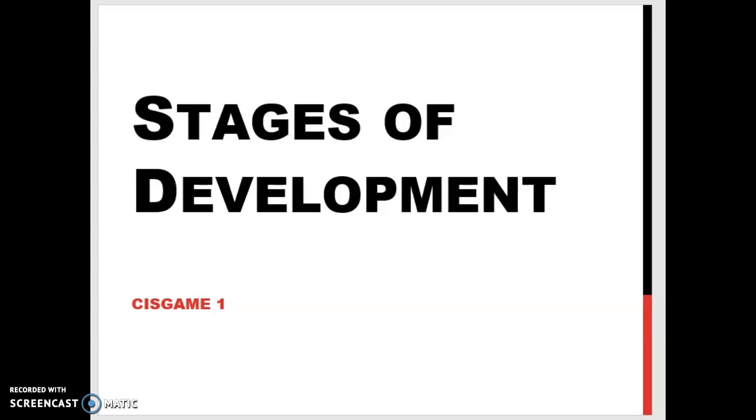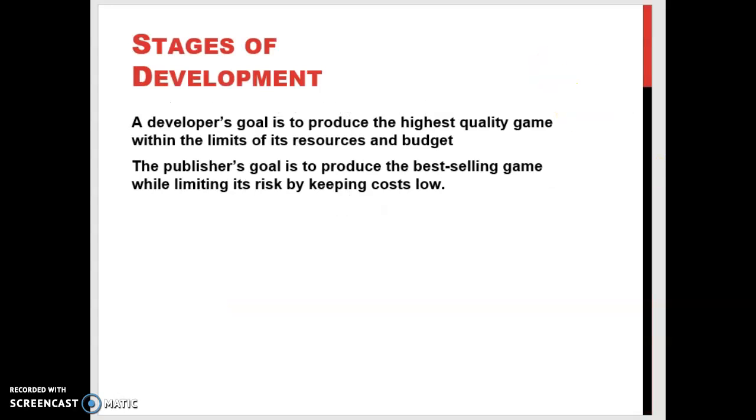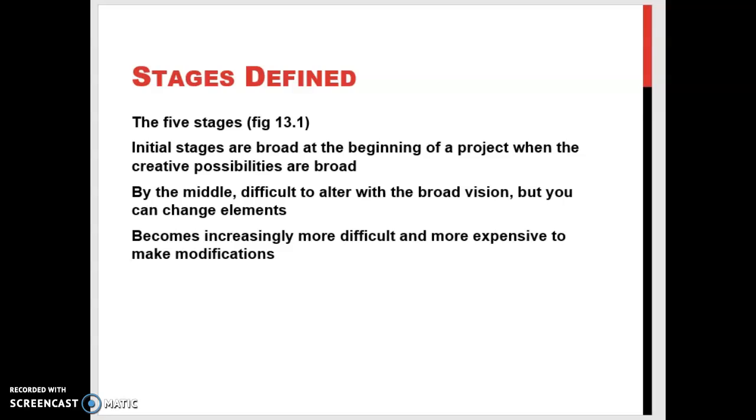So let's talk about these stages of development. The stages of development are where the developer side of the house and the publisher side of the house have conflicting goals about where they want to be. But basically the developer and the publisher both want to create a high quality best-selling game. But it is limited on the publisher side by the risk and the cost, and it is limited on the developer side by the number of resources they have and the budget they can spend. So in your text, you can read about the different stages. As that image showed, though, we have pre-production, production, and post-production stages.